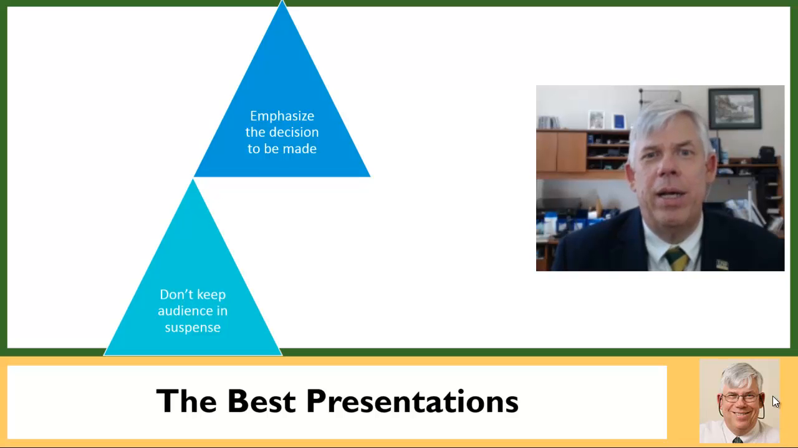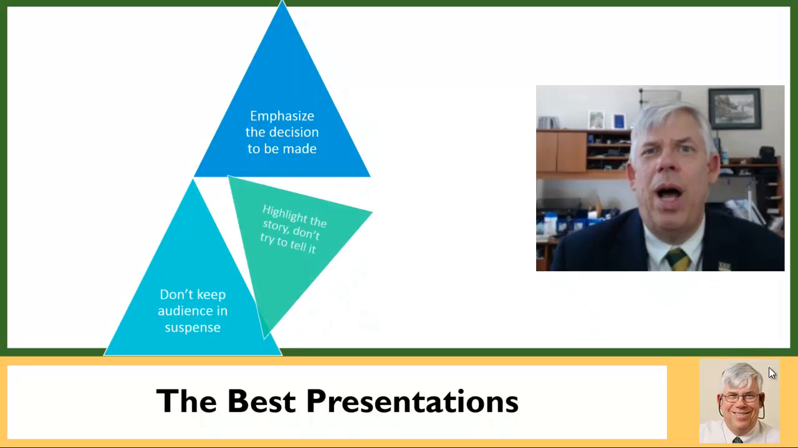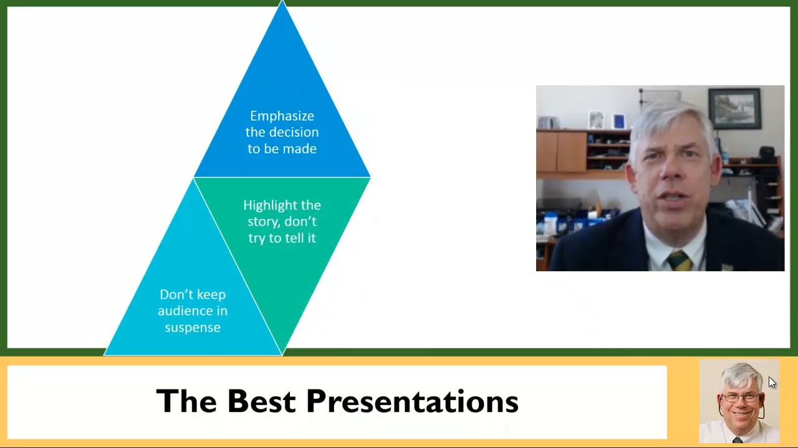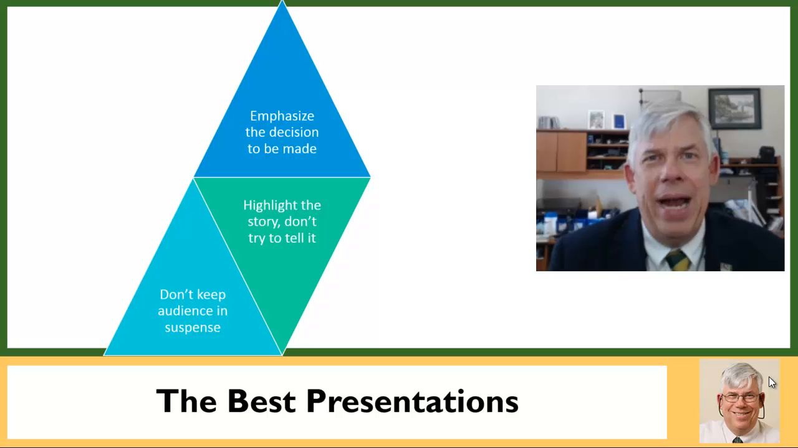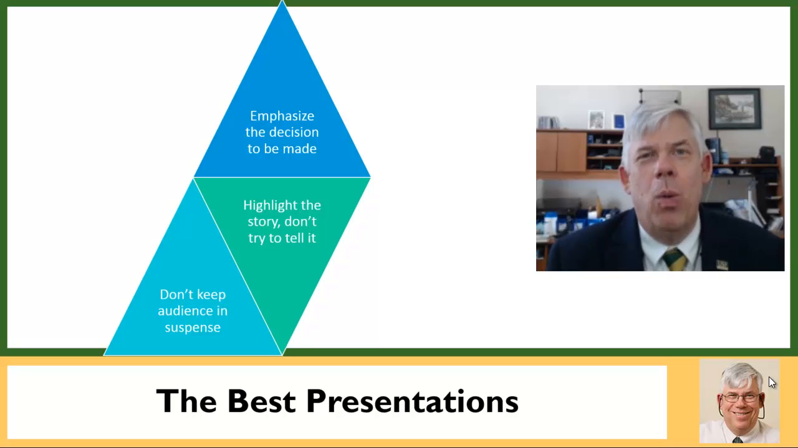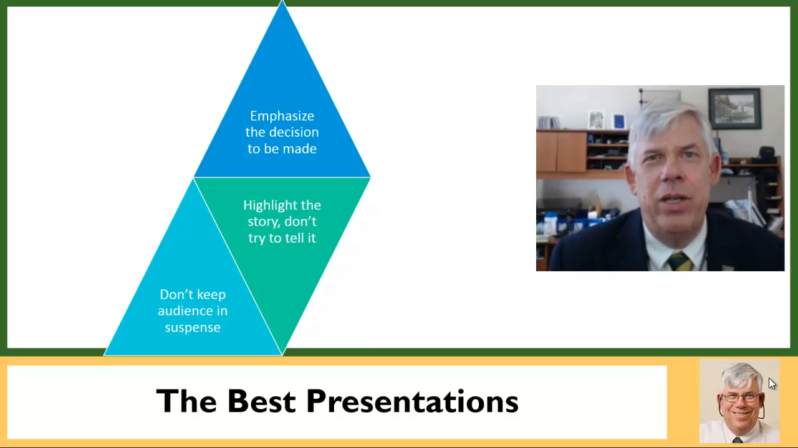Now, another thing that you want to do in your presentations is you want to highlight the key points that you're going to be talking about, but you do not want to tell the whole story in your slides. The slides are there for two reasons. They help the audience figure out the organization behind your presentation, and they help you remember where your presentation is so that you're not digressing. But do not turn the presentation into a complete story.